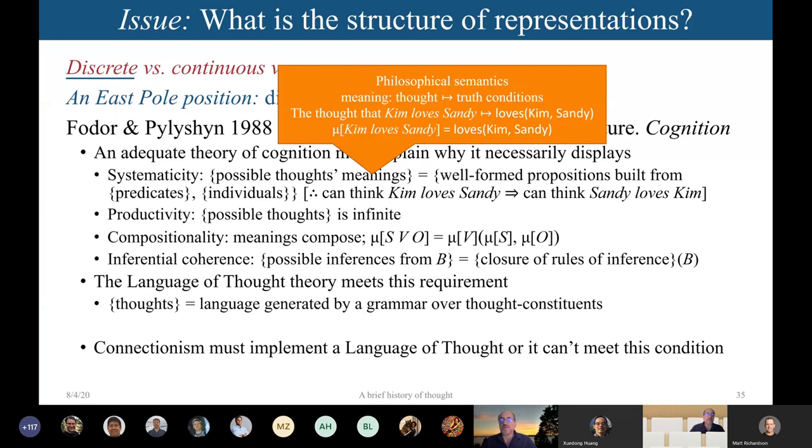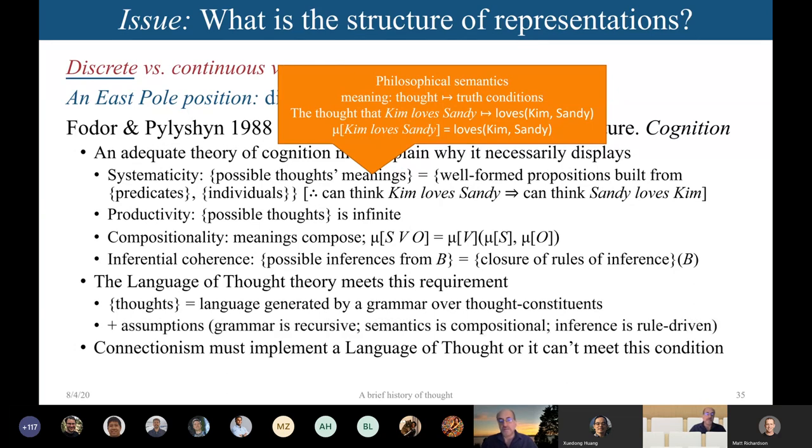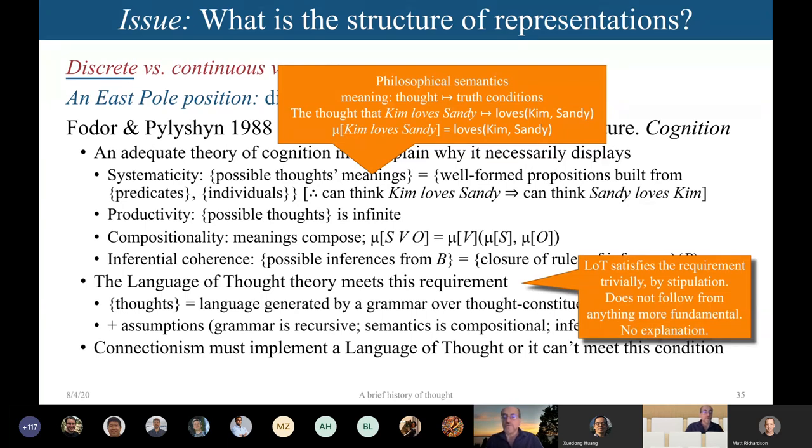I had a prolonged debate in the literature with Fodor and his collaborators spanning over a half dozen publications. In a 1994 paper, I pointed out that the language of thought only entails the target properties when it is supplemented with several strong assumptions. The language of thought's grammar must be assumed to be recursive, or you don't derive productivity. The language of thought semantics must be presumed to be compositional, or you don't get that. Inference within the language of thought must be unconstrained rule application. The point is that these assumptions simply stipulate as bald assumptions the truth of their four conditions.